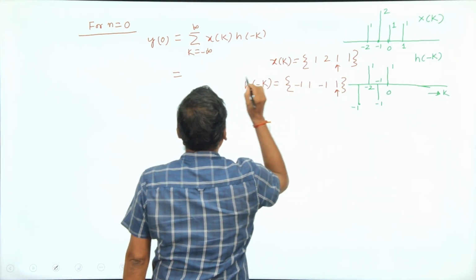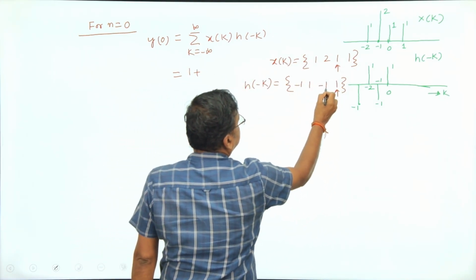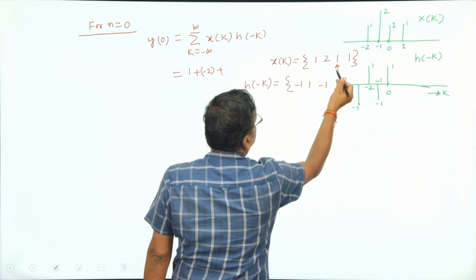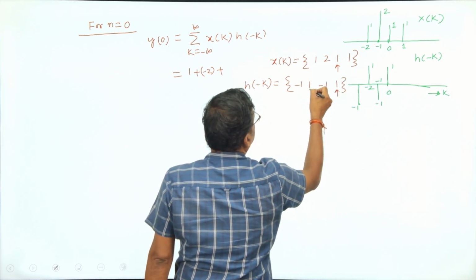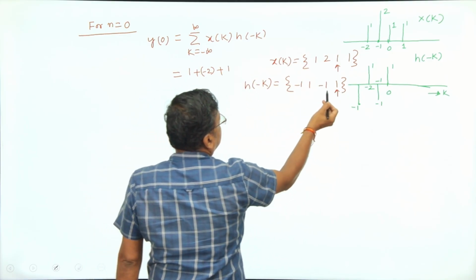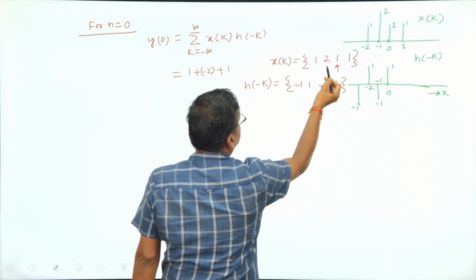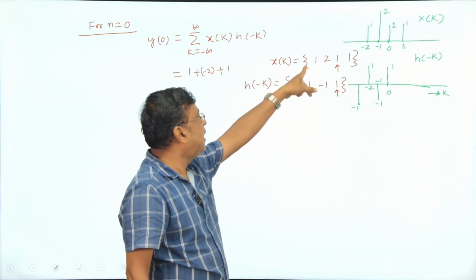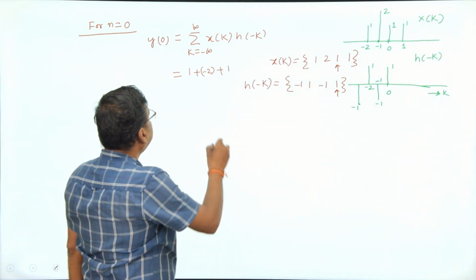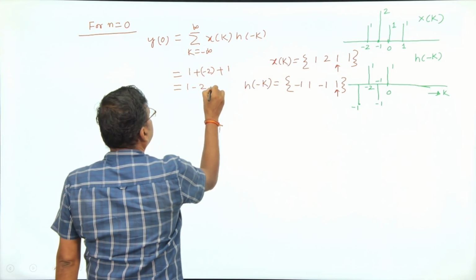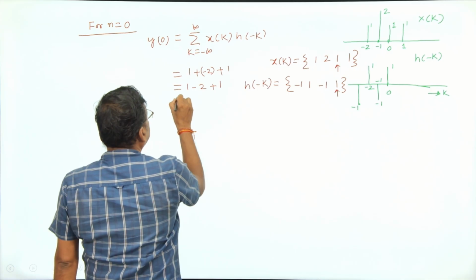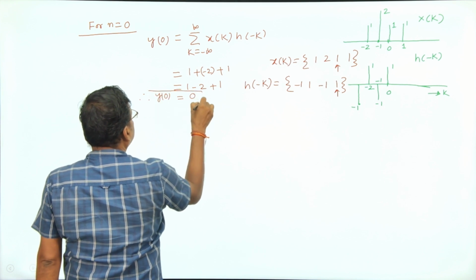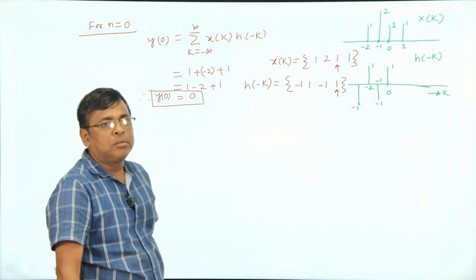For 0, this is your 1 into 1, that is 1, plus minus 1 into 2, that is minus 2, plus 1 into 1, that is 1. For 0, minus 1, minus 2, minus 3, no sample exists, that's why 0. So for n equal to 3 and beyond, anything will be 0. So you will get 1, minus 2, plus 1. So 1 plus 1, 2, 2 minus 2, 0. Therefore, y of 0 equal to 0.